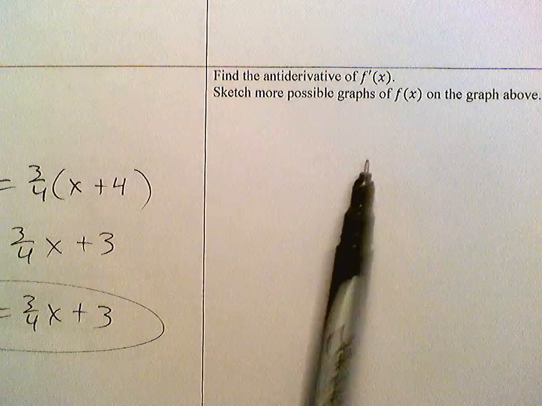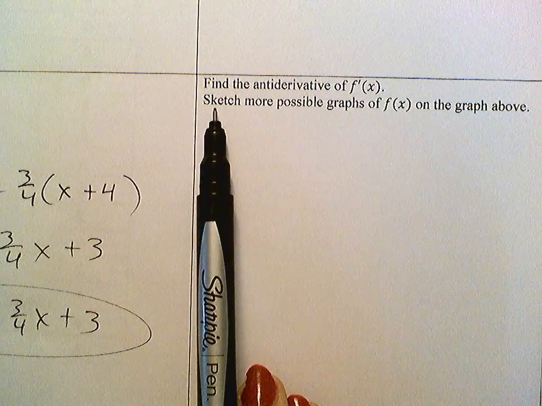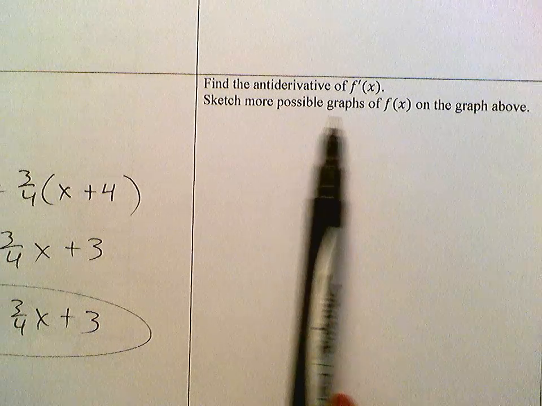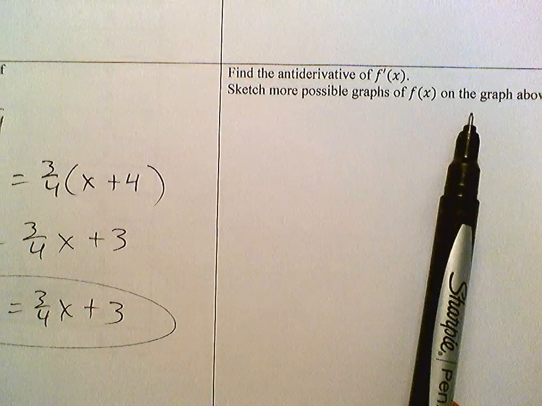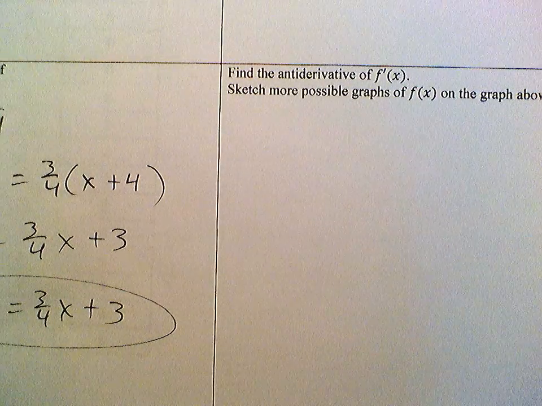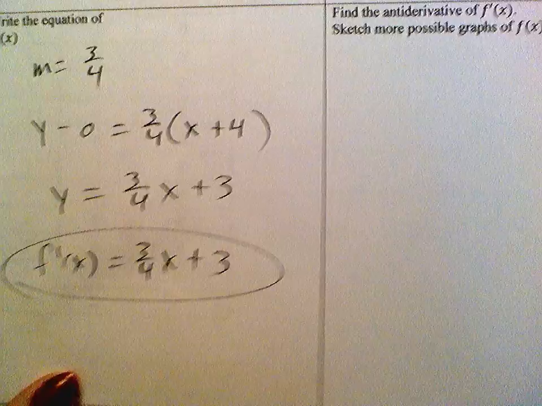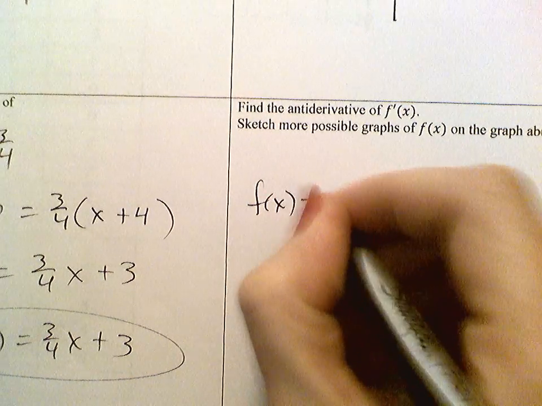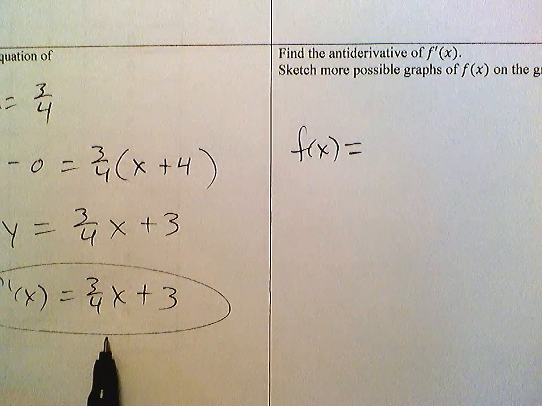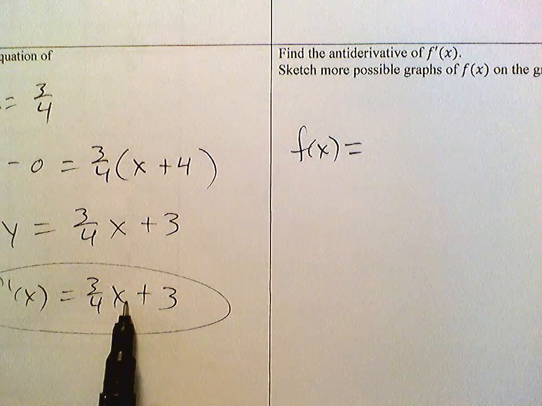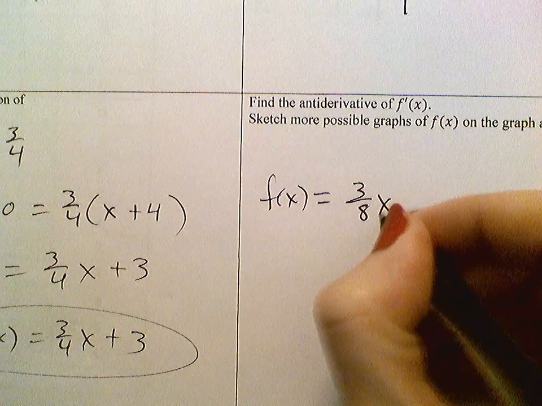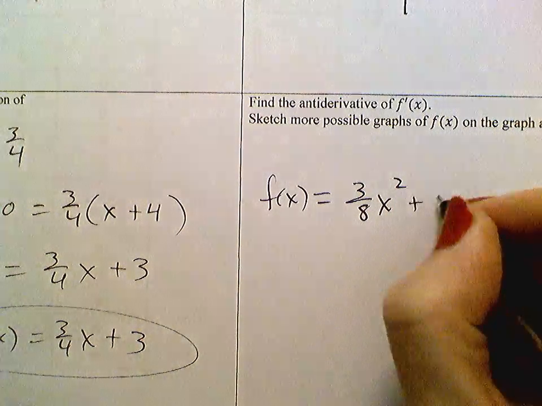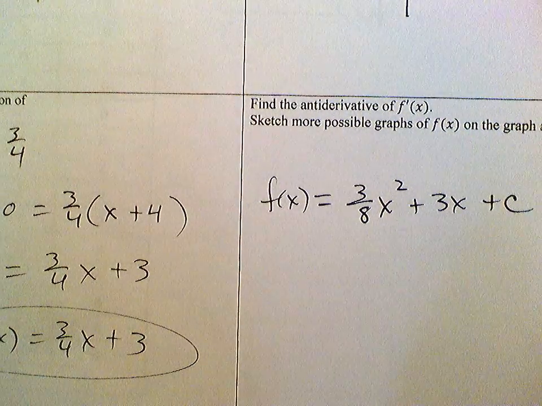Now we're going to move over here. Find the antiderivative of f prime. And then after we do that, we're going to sketch more possible graphs of f up here. Right now we graphed one possible f. And then we're going to sketch more possible graphs of f on the graph above. So this is f prime. So to find f of x, I just do the antiderivative here. All right, so I add 1 to the exponent and then divide by it. So we end up with 3/8 x squared plus 3x plus c.